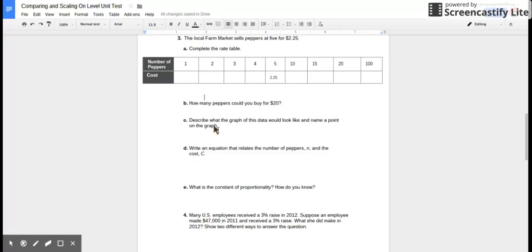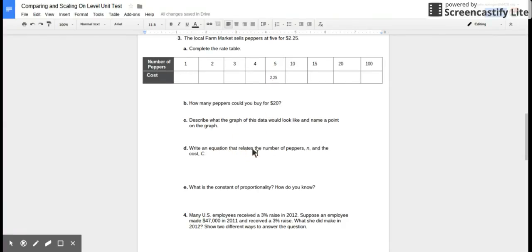And then when they say name a point on the graph, again, you use your table. So your points on the graph are going to be your points on the table. And remember, points on a graph are coordinate pairs. So for example, you already have a coordinate pair right here, so that could work.